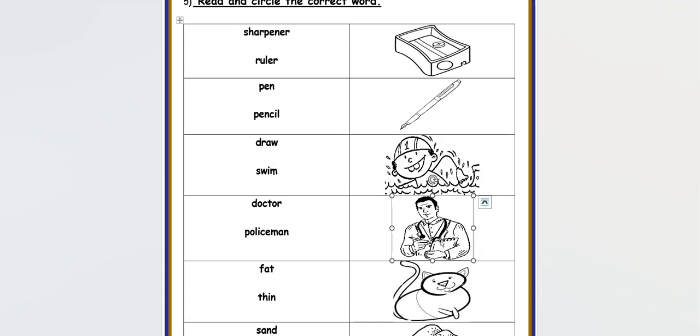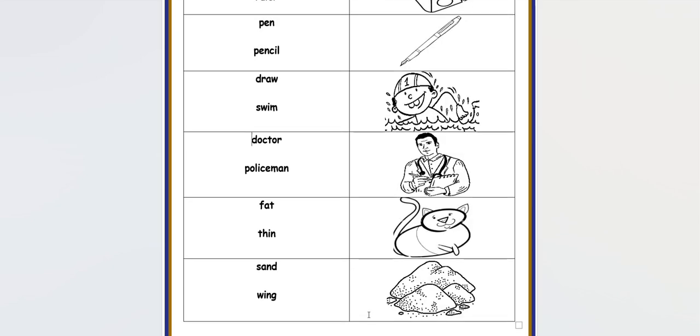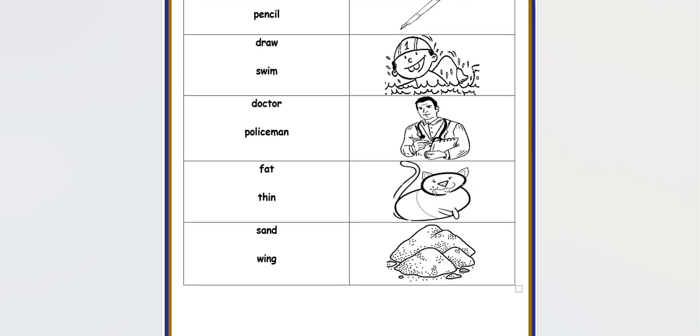Next picture, we look at this man. Is he a doctor or policeman? If we look at the picture, we can know that he's a doctor. So we put a circle around doctor. Another picture. Look at this fluffy cat. Is it fat or thin? Of course, we can see that it's a fat cat. So we put a circle around fat.